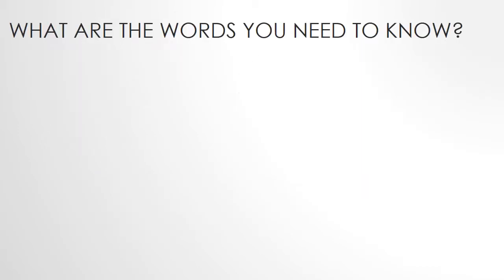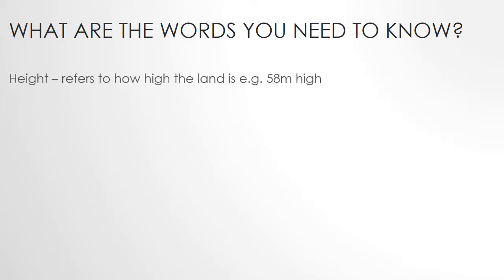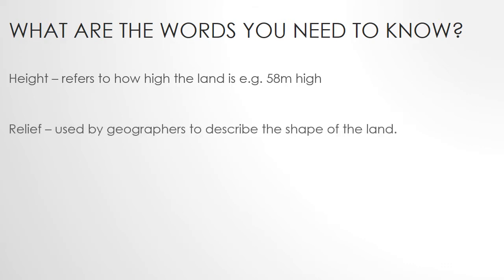What are the words you need to know? The first one, height. When we're talking about mapping skills, height refers to how high the land is, e.g. 58 meters high. Relief is used by geographers to describe the shape of the land. So geographers would say what the relief was, and it would show whether the land was normally quite flat or if it was a very hilly place.